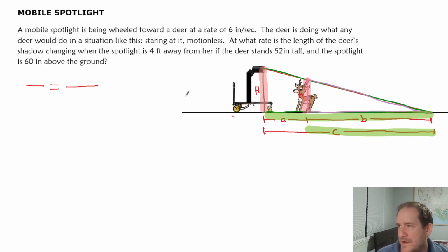So looking at the pink, we know that we can say that capital H divided by little h, that's going to be our first ratio. And our second ratio would be, technically, C divided by B, but I think we learned that we don't really want to introduce C as a variable if we can help it. We would be more interested in A as a variable, and why would we be more interested in A? Because if we actually read the question, it says, at what rate is the length of the deer's shadow changing when the spotlight is 4 feet away?